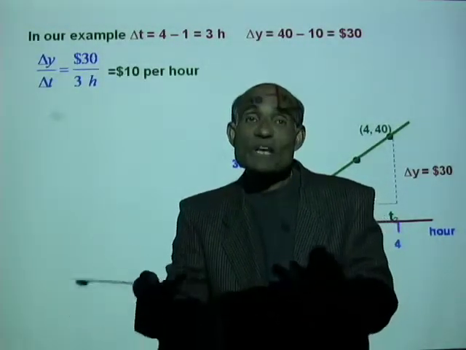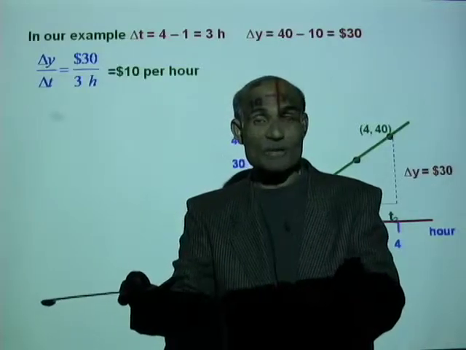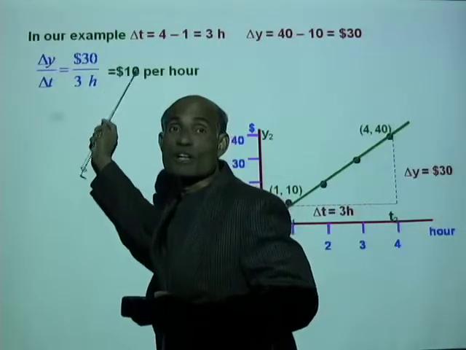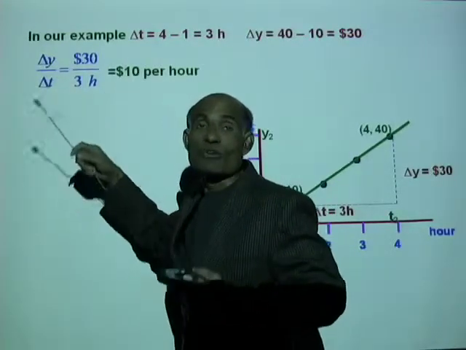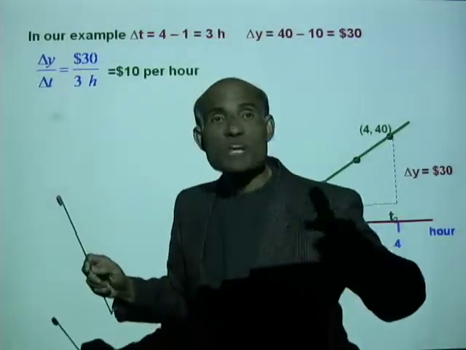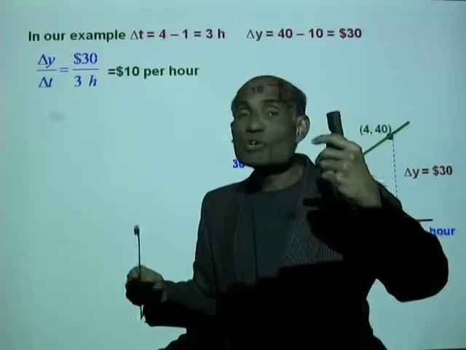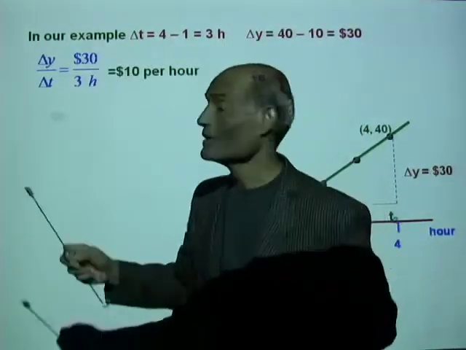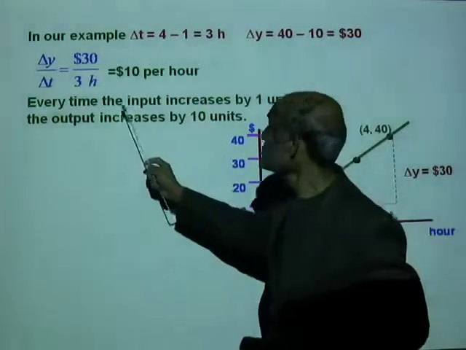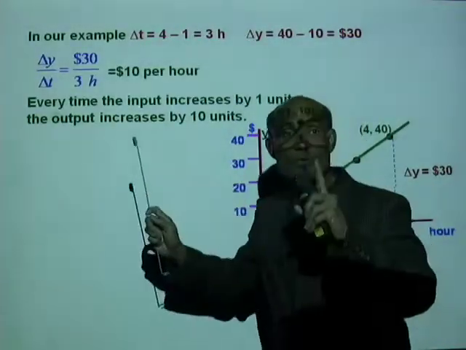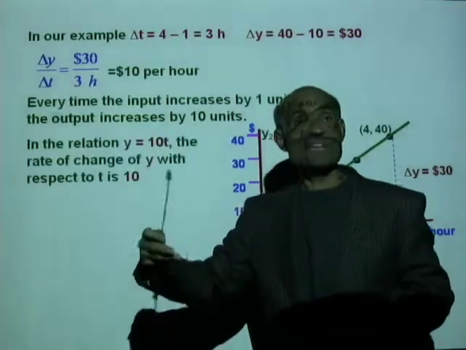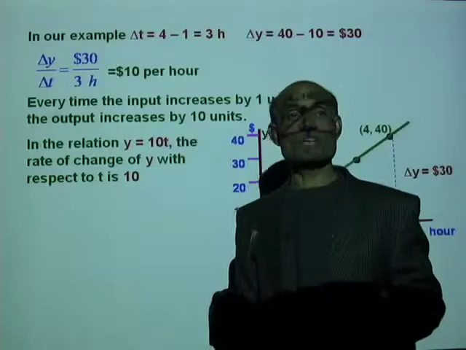That is the rate of pay you normally call. Is that right? In other words, this is the rate at which the output changes for each time the input changes by 1 unit. When you put in 1 more hour, you collect $10 more. That's right. Every time the input increases by 1 unit, the output increases by 10 units. That is the meaning of the rate of change.